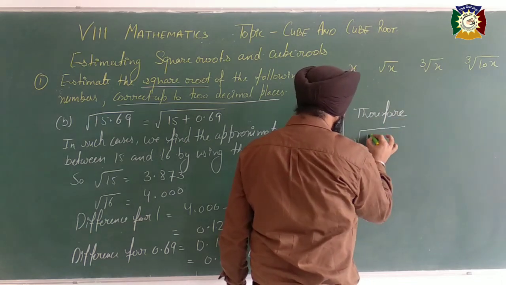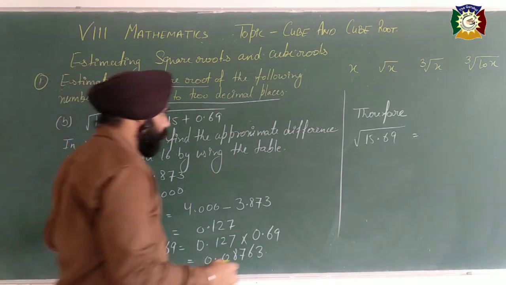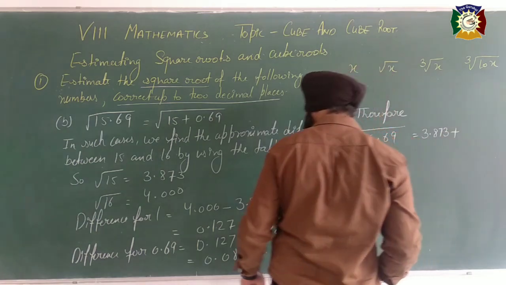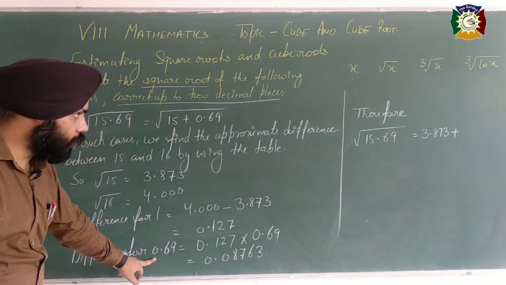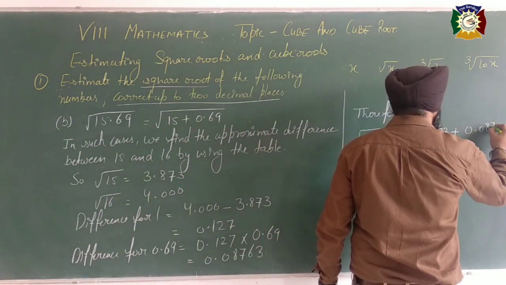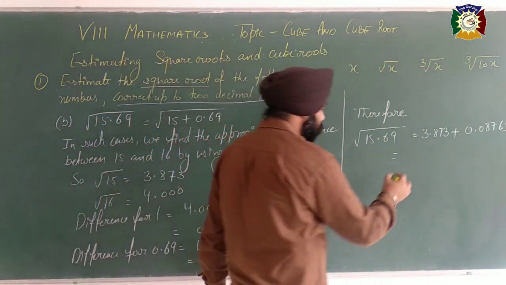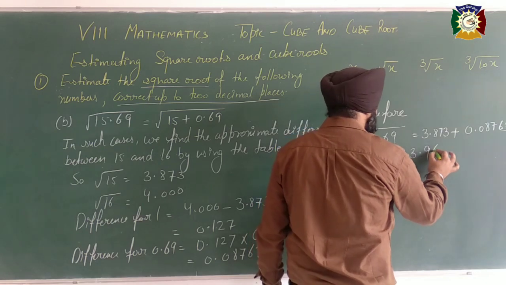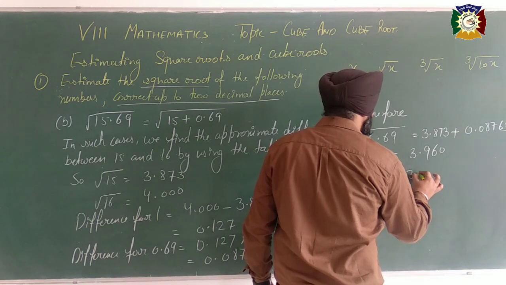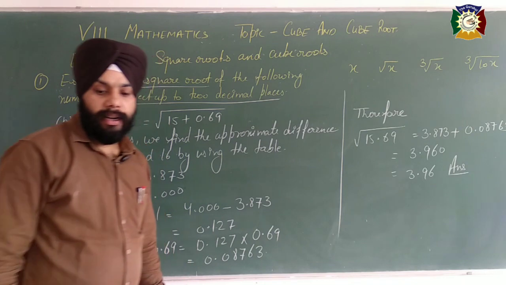Therefore, the square root of 15.69 equals the square root of 15, which is 3.873, plus the value for 0.69, that is 0.08763, and we get 3.960. Correct up to 2 decimal places, our answer is 3.96. So this is our answer here.